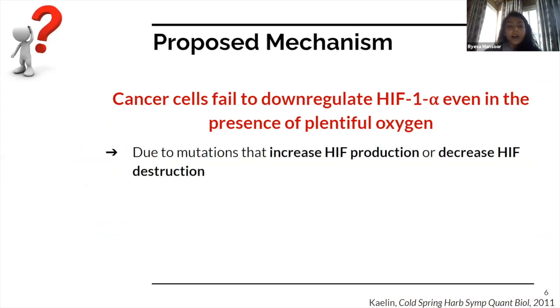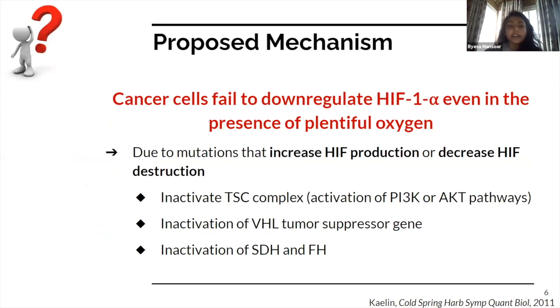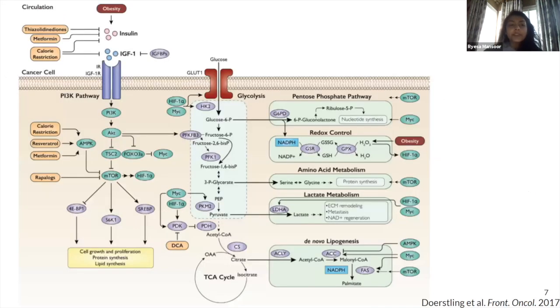A lot of the mechanisms that are proposed, there are 3 that I'm going to go into detail here, but essentially what happens is some sort of mutation or inactivation will result in increased HIF production or decreased HIF destruction. So I'll go into a little bit more detail about some of these pathways.